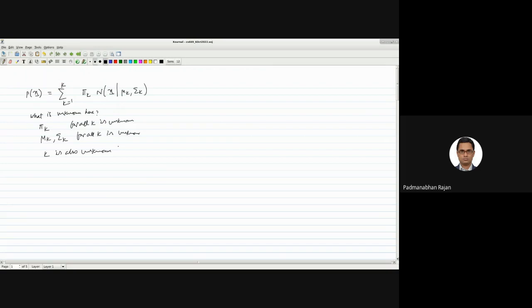So we can try and use maximum likelihood estimation to determine these values, except for k. K is a hyperparameter. In the maximum likelihood case, k is a hyperparameter. You need some heuristic way to know what k is.